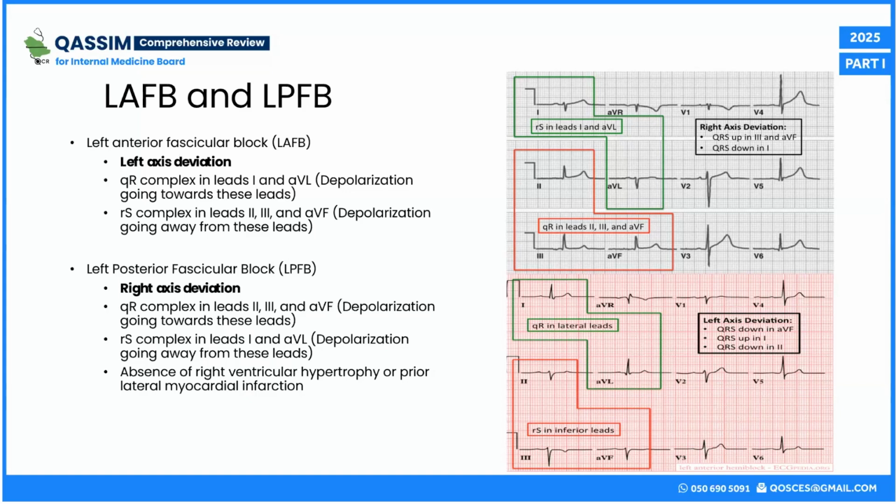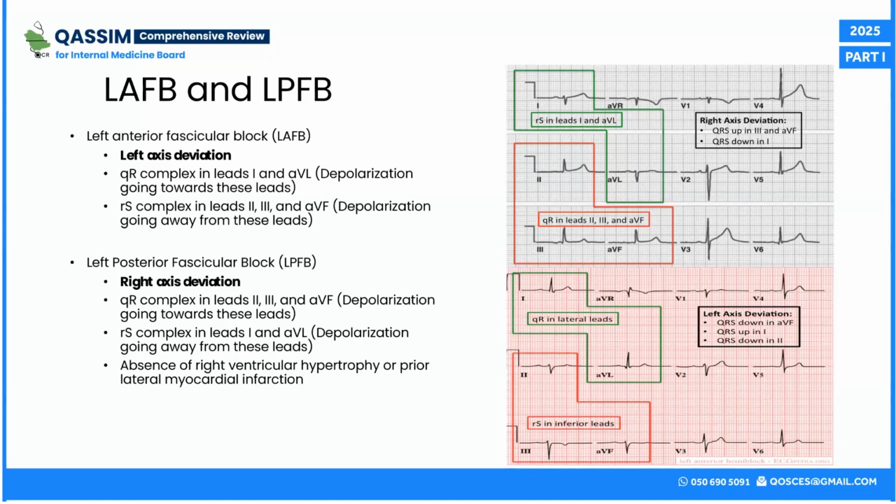If it is a left axis deviation, then you will have a positive lead 1 and AVL with negative inferior leads. So they are all negative with an RS complex in lead 2, 3, and AVF. So this is in regard to fascicular block.